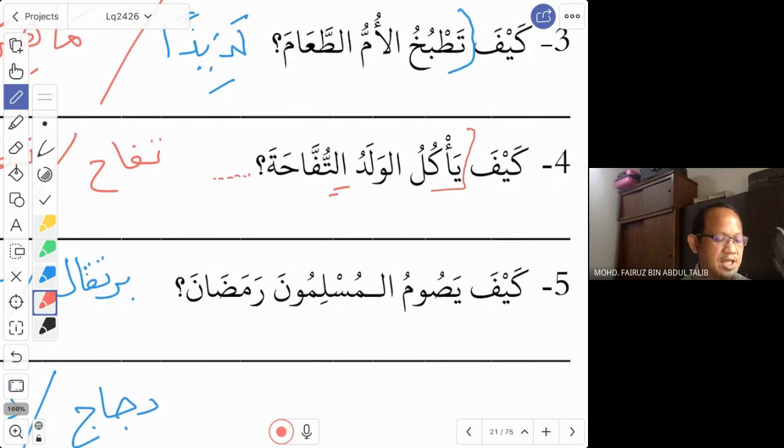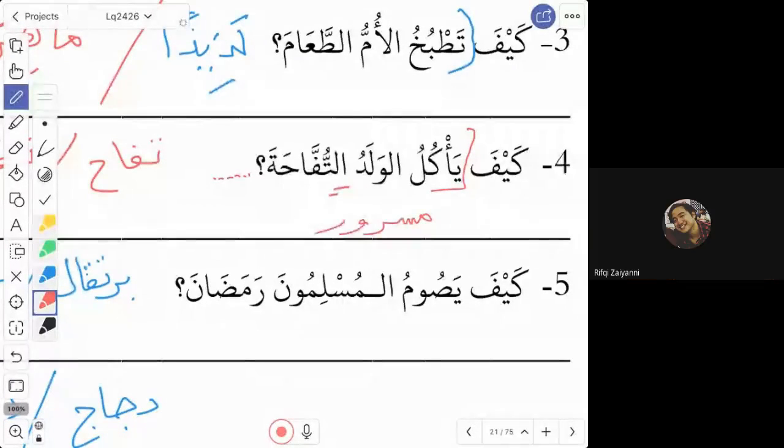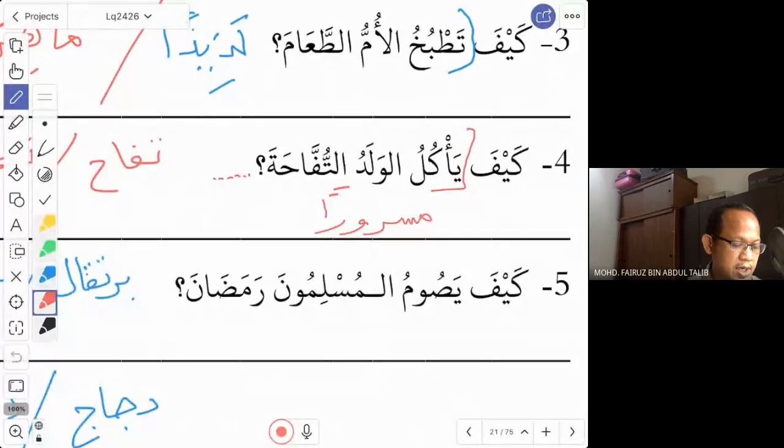So now we try to explain the walad. How was the boy when he eats the tufah? Masrurat. You want to say he was happy? Happy, yes. Masrurat, with ta, or masruran? Masruran, sahih. Yes, good. So you want to say happy, happily.